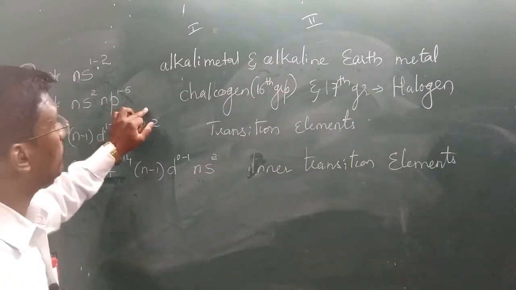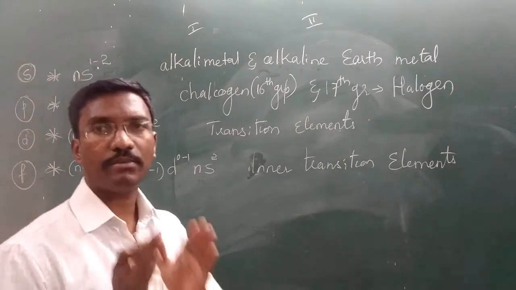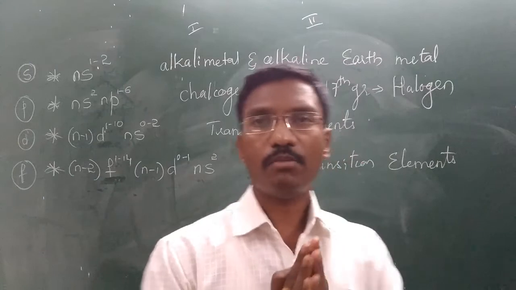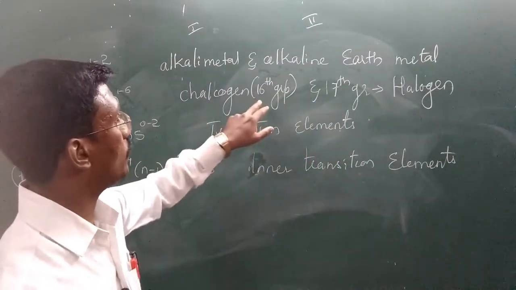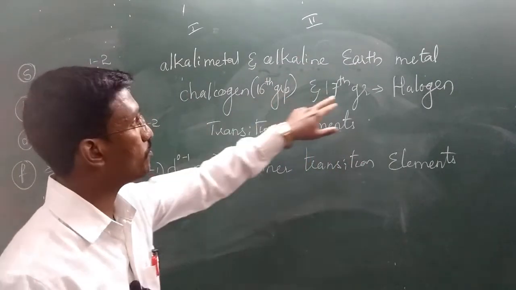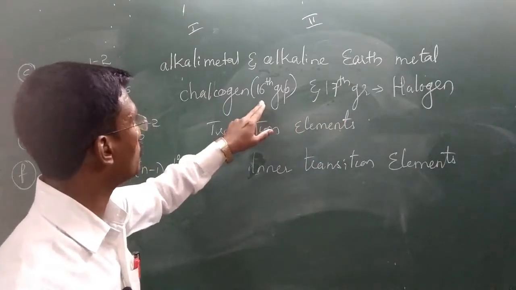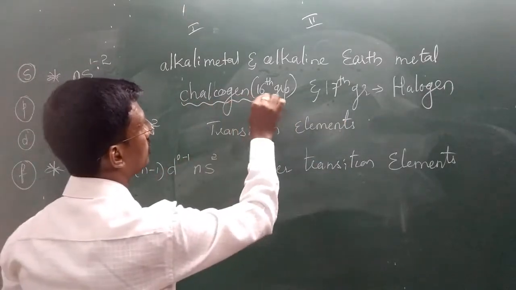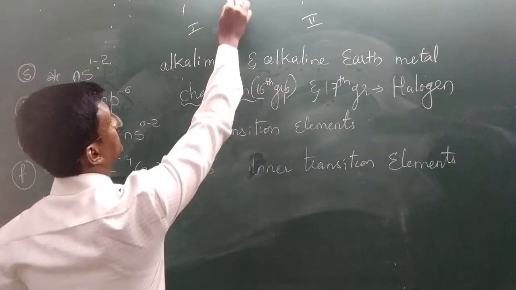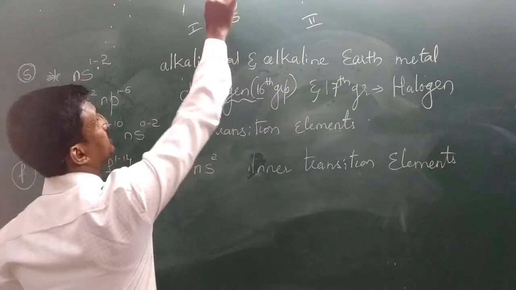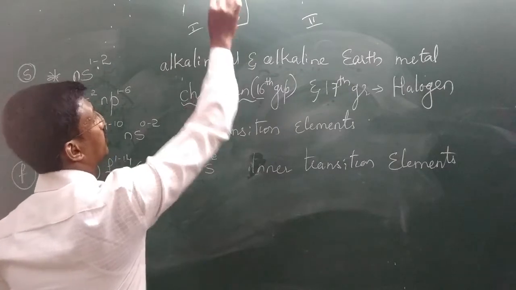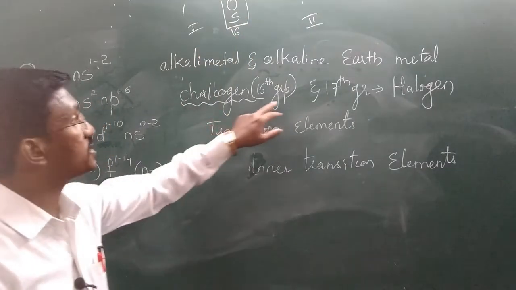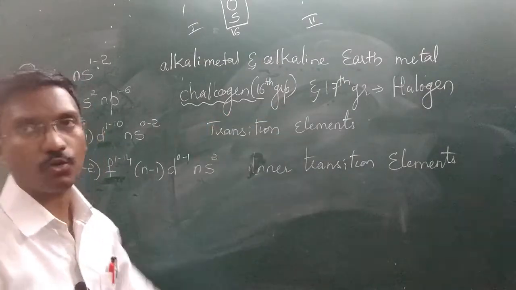Second one, P block elements. P block elements range from group 13 to 18. In this P block, the most important are only two groups, that is group 16 and group 17. The 16th group is called chalcogen. Here 16 group elements are oxygen, sulfur. These belong to the 16th group, therefore these 16 group elements are called chalcogens.